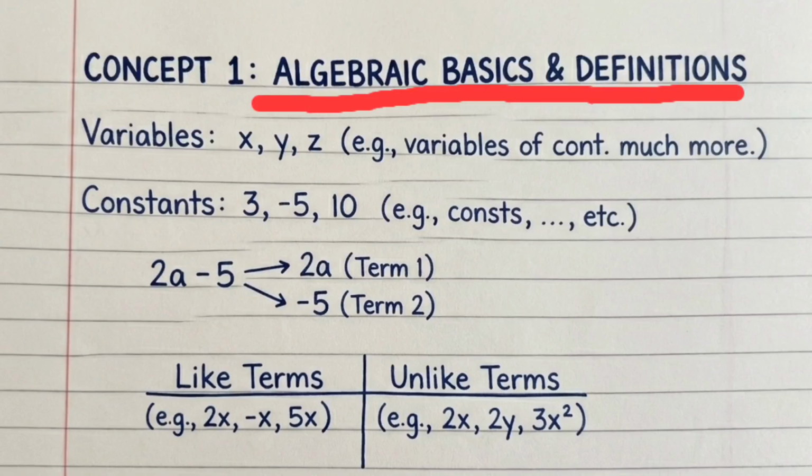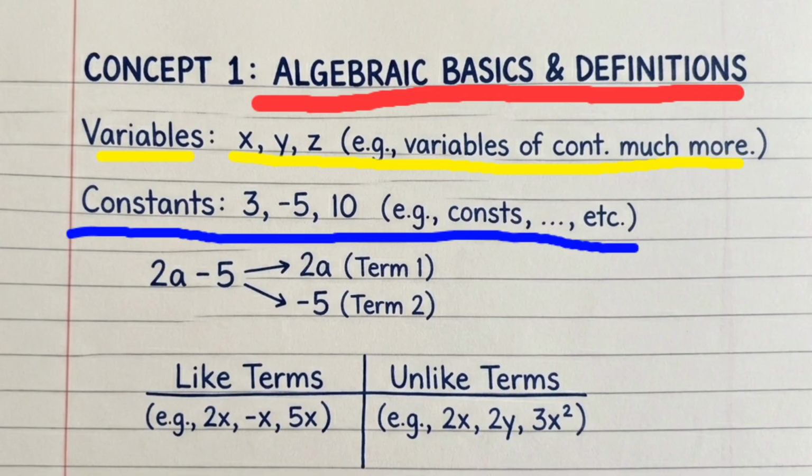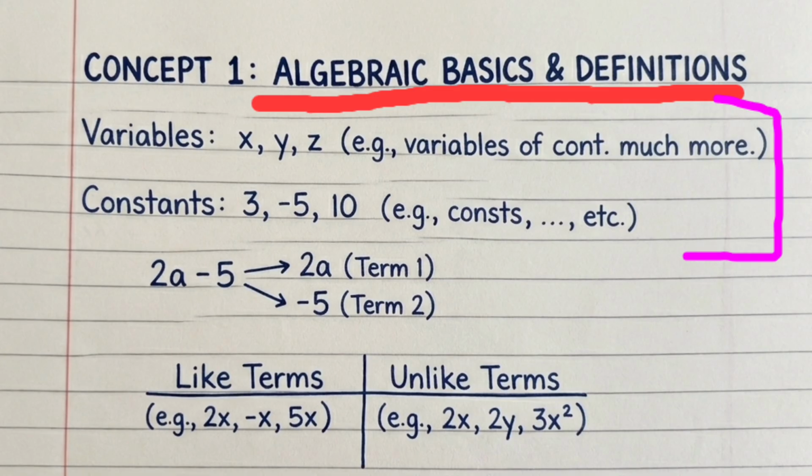Algebraic basics and definitions. The variables which we use, x, y, z or a, b, c, are called variables. Any alphabets are variables here. And the numbers we are using, 3, -5, 10, plus, minus, are called constants.